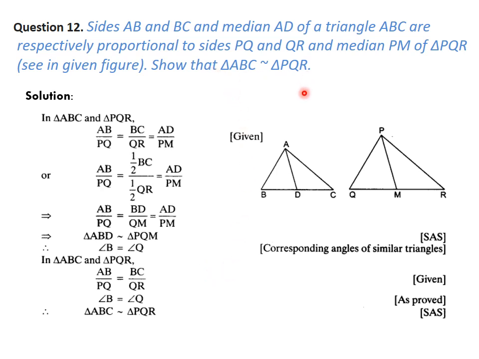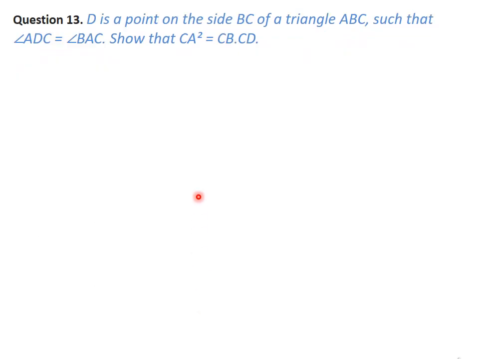We have to prove triangle ABC is similar to triangle PQR. So, in triangles ABC and PQR, we can take this relation: AB by PQ is equal to BC by QR, and angle B is equal to angle Q. That is, two sides are proportional and the angles between them are also equal. Therefore, by SAS similarity criterion, we can say triangle ABC is similar to triangle PQR.